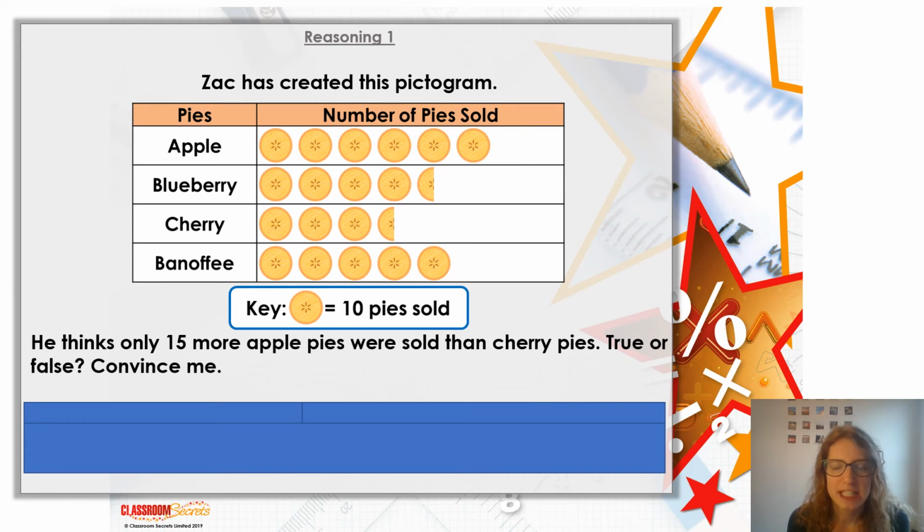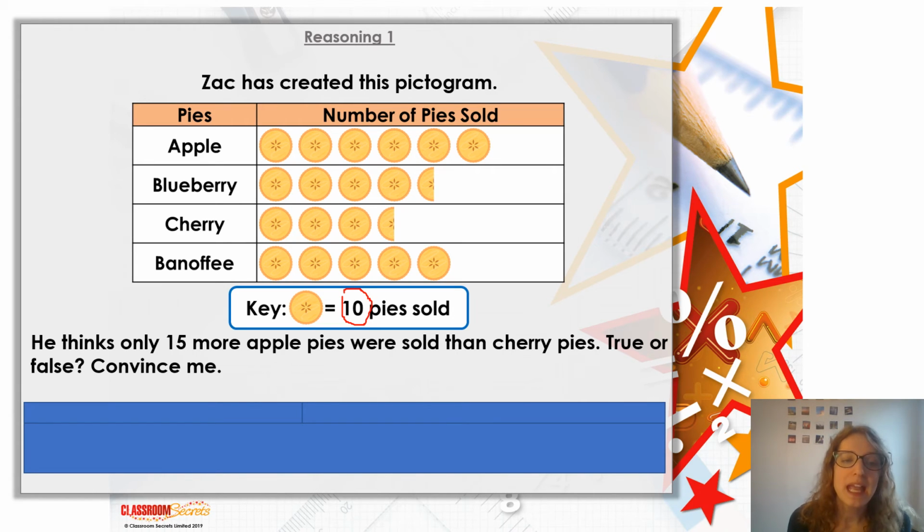Okay, so another one here. I did say they're a bit tricky, but I know you can all do these because you've been working so hard on your times tables and on pictograms. Okay, so we have got pie flavours: apple, blueberry, cherry, and banoffee. And then each picture, have a look at it. What is each one worth? Okay, so it's worth 10 pies sold. So if a full one is worth 10, a half one is going to be worth 5.